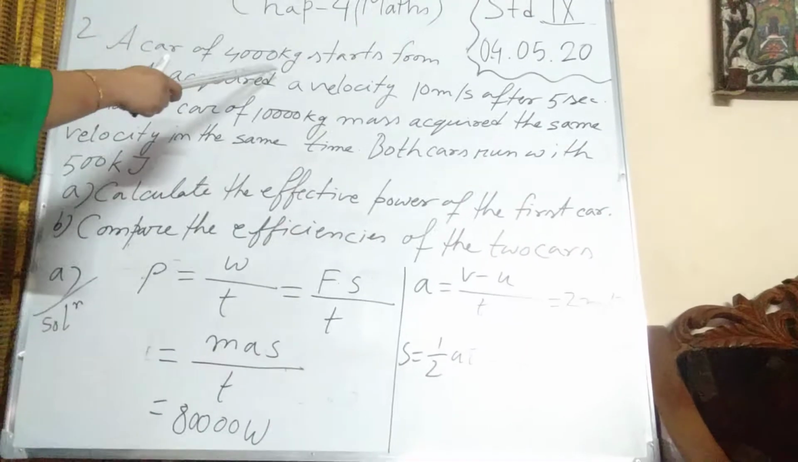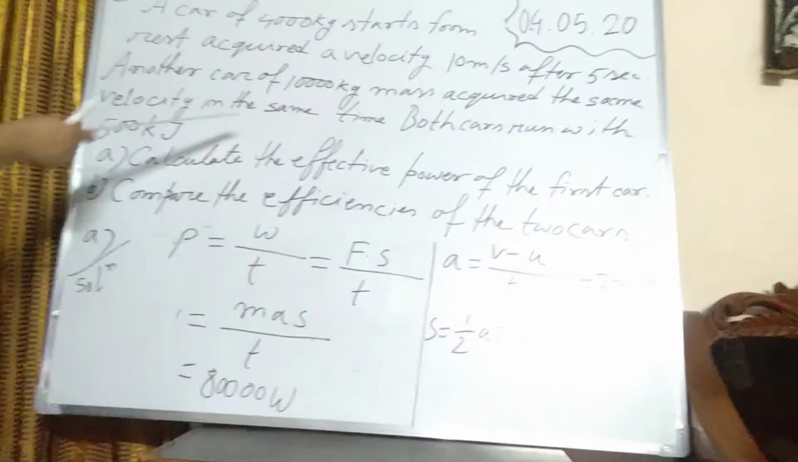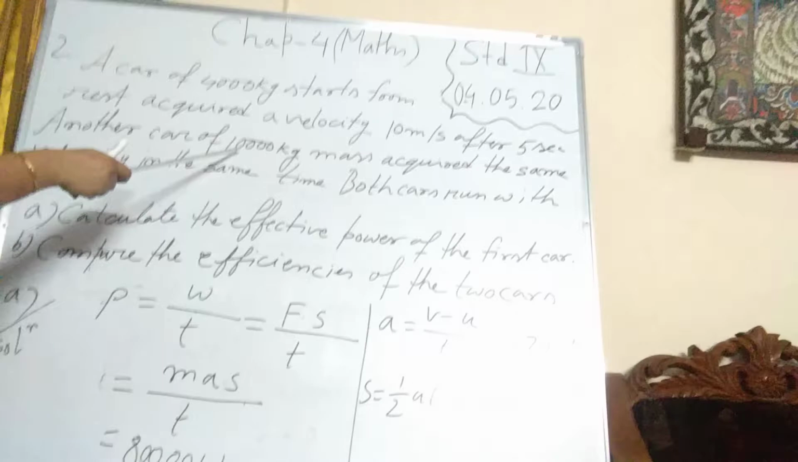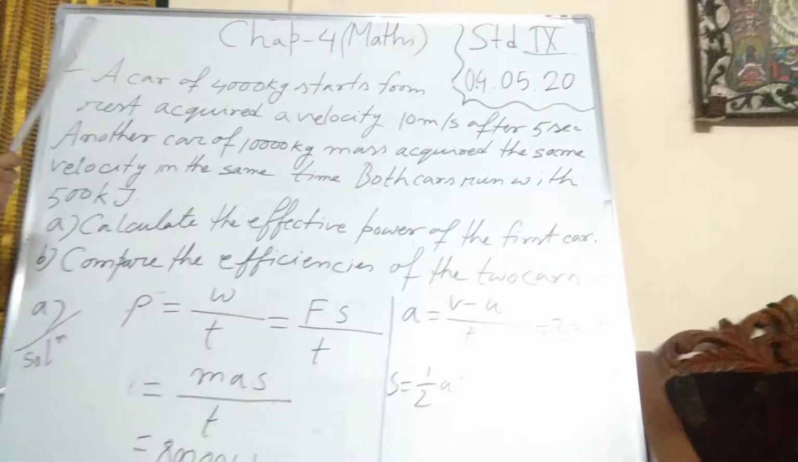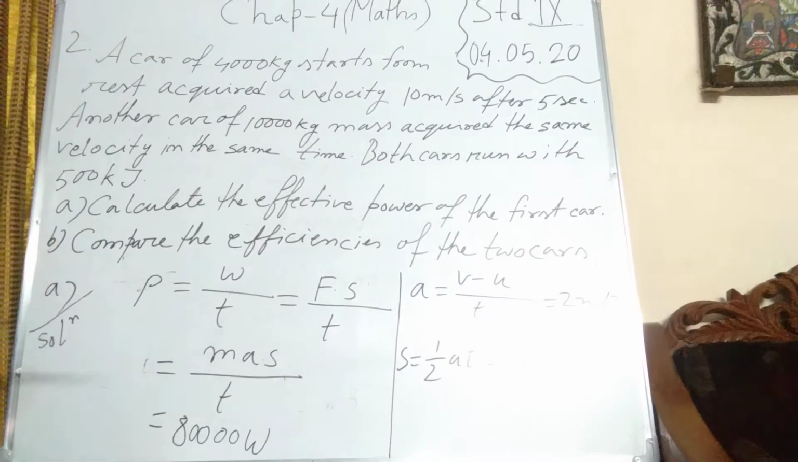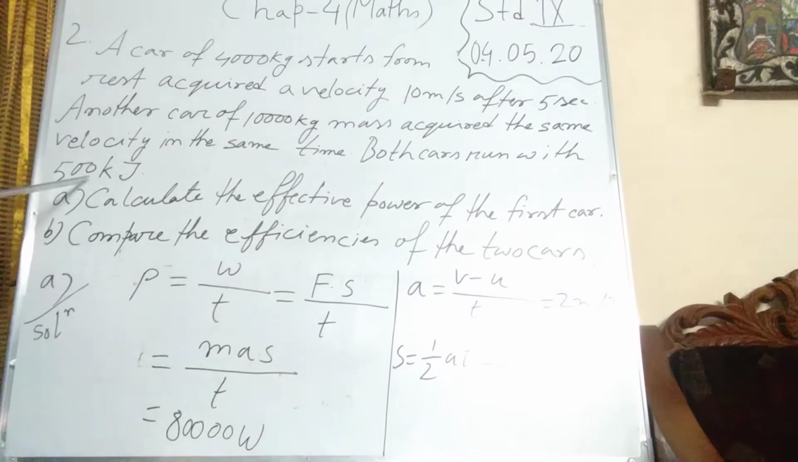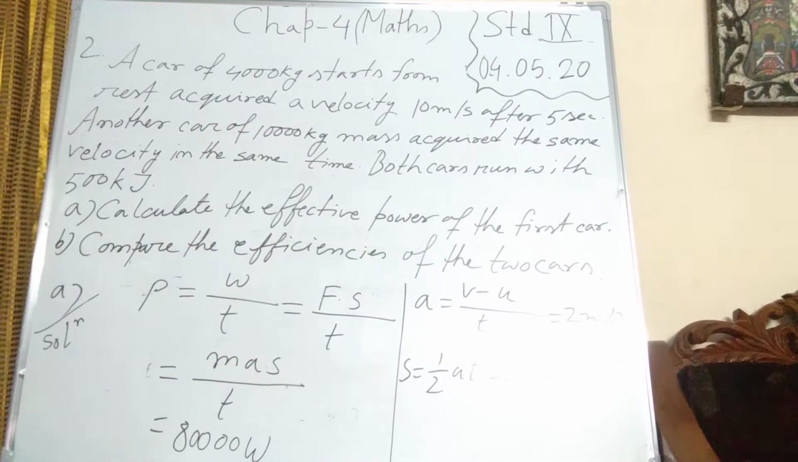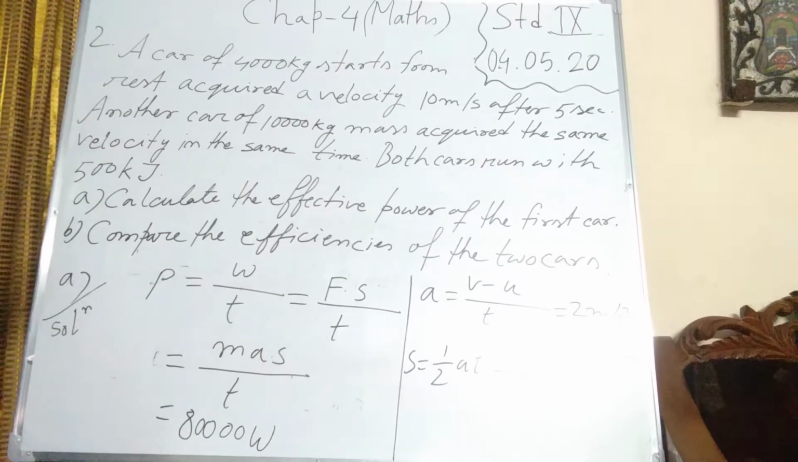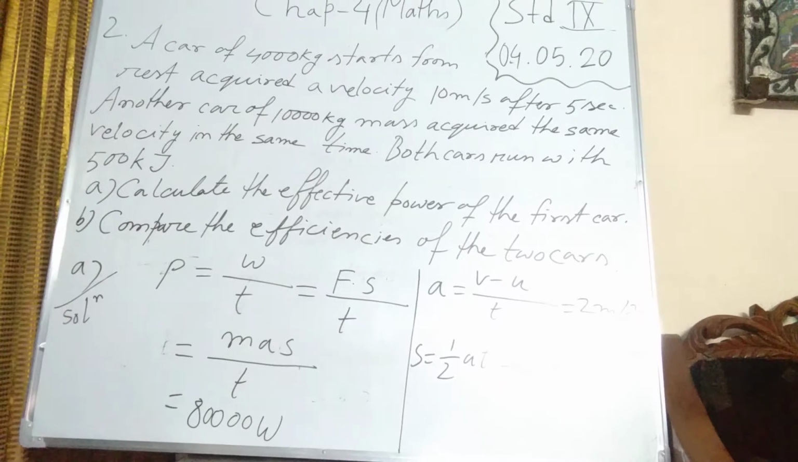A car of 4,000 kg starts from rest and acquires a velocity of 10 meter per second after 5 seconds. And another car of 10,000 kg mass acquires the same velocity in the same time. Both cars run with 500 kilojoule. That means that is the energy given to the cars to run. (a) Calculate the effective power of the first car, and (b) compare the efficiencies of the two cars.